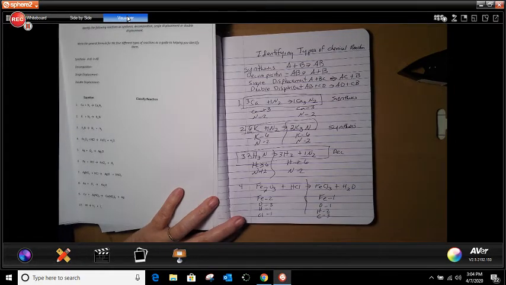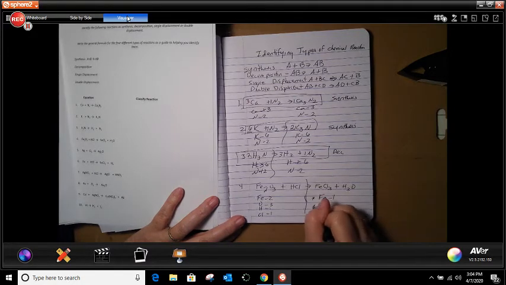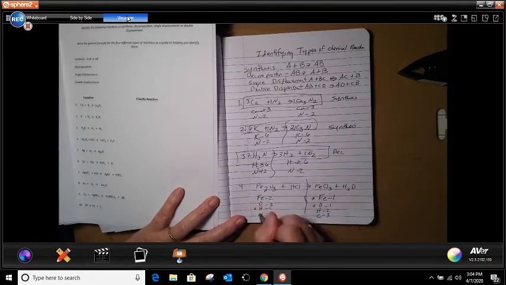So if I look, Fe is smaller over here. Oxygen is smaller over here. Hydrogen is smaller over here. And chlorine is smaller over here.